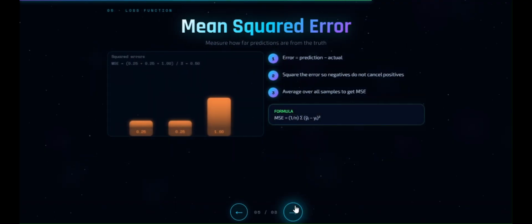Now, once the model makes predictions, we need a way to measure how wrong those predictions are. That's where mean squared error, or MSE, comes in. First, we compute the error, prediction minus actual value. Then we square the error. Why square it? Because negative and positive errors should not cancel each other out, and larger mistakes should be penalized more heavily. Finally, we average all the squared numbers. The formula becomes MSE equals 1 over n times the summation of the squared differences between predictions and actual values. A smaller MSE means better prediction, and during training, the entire goal of the model is to reduce this loss.